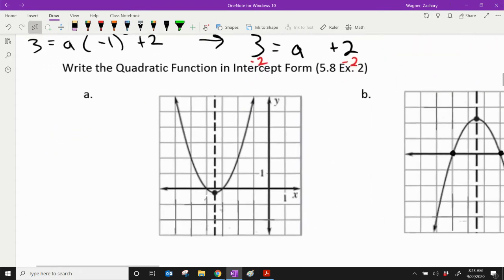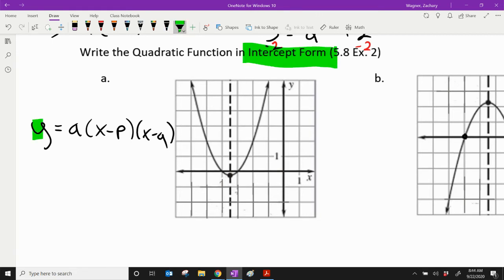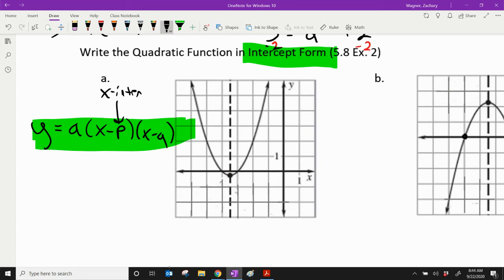Write the quadratic in intercept form. Once again, this is very similar to the exercise we just did, except intercept form looks like this. Intercept form is y equals a times x minus p times x minus q. p is an x-intercept. q is an x-intercept. It doesn't matter the order in which you put them down. What does matter is that it's the opposite value of whatever your intercept is.